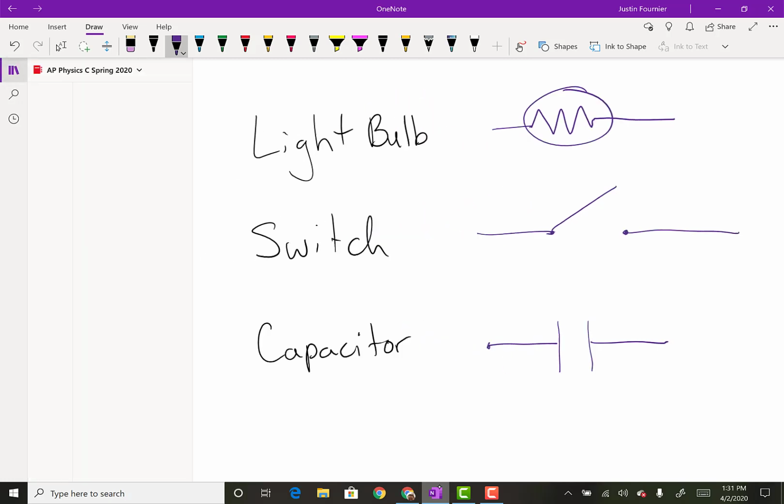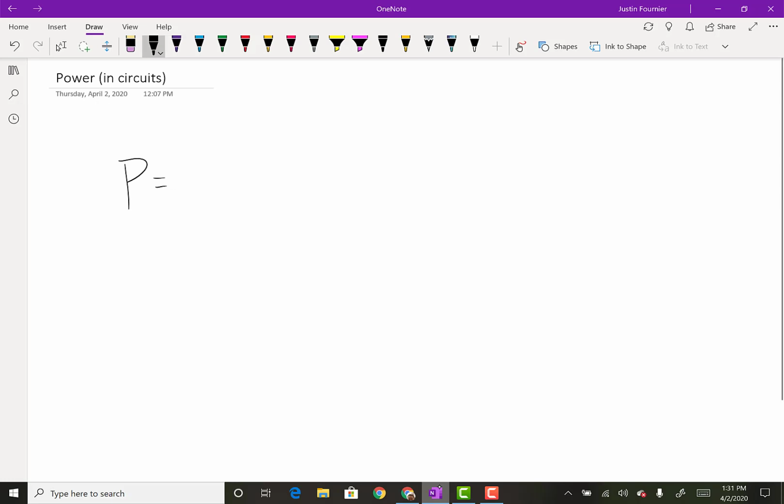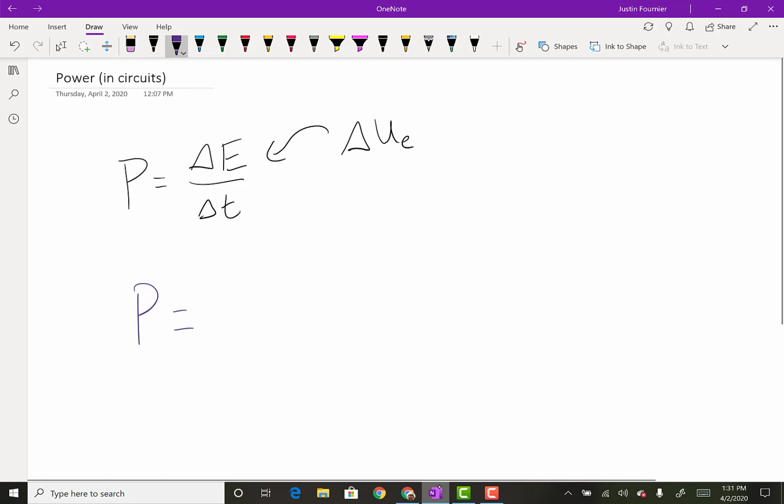All right. That brings us then on to power. How do you calculate power in a circuit? Well, let's see. What is power again? Oh, that's right. Power was the rate of change of energy in a system. So it's the change in energy of a system over the change in time. When we're talking about electricity, what kind of energy is being changed? Oh, I know. That's the electric potential energy that's changing. So I can replace that. The power is equal to the change in electric potential energy over the change in time.